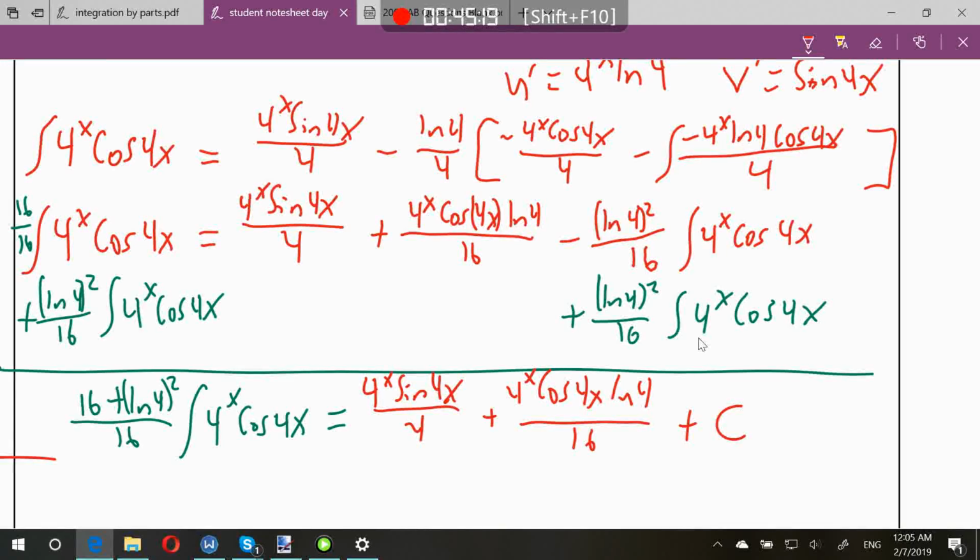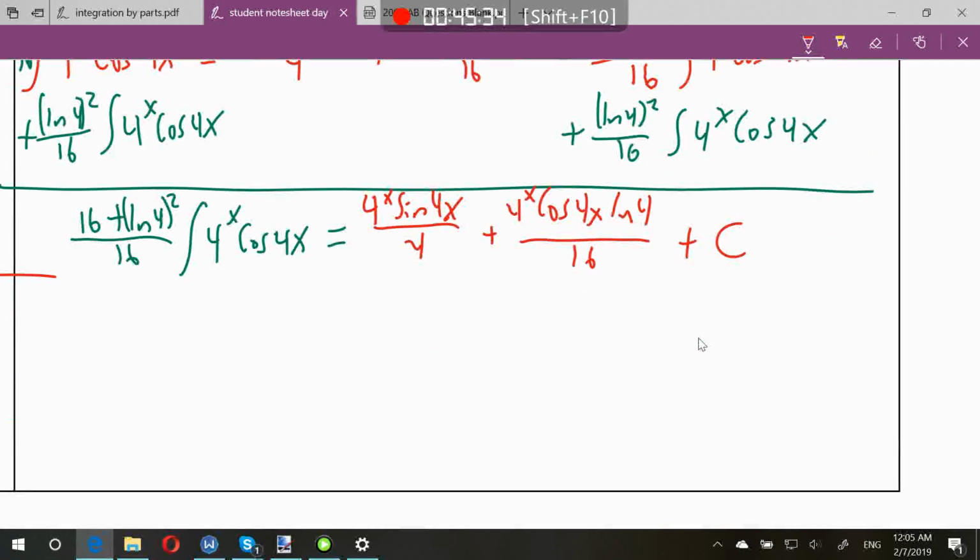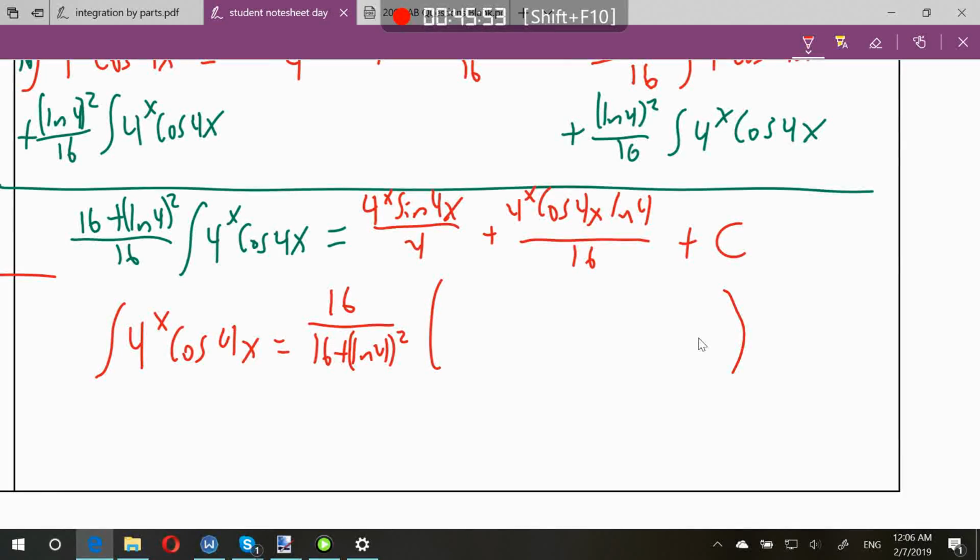No. Okay. So the last part is I'm going to multiply both sides by 16 and divide both sides by 16 plus ln 4 squared. So that'll give us this. The integral of 4 to the x cosine 4x should be equal to, I'm going to write this out first, 16 over 16 plus ln 4 squared times all of this.